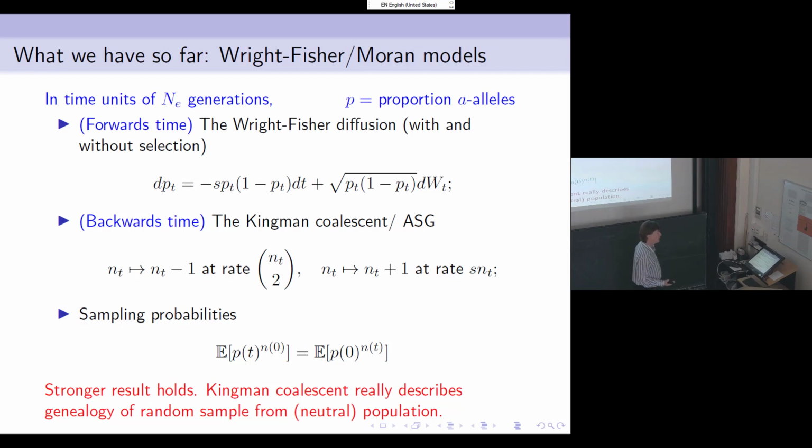In fact, we began by talking about the Wright-Fisher and the Moran models, these kind of workhorses of mathematical population genetics. And we said, well, if we've got very large populations and we measure time in units of the effective population size, and if we've got 2 alleles in our population and we write P for the proportion of little a alleles, say, then forwards in time, our proportion of little a alleles will evolve approximately according to this Wright-Fisher diffusion, either with or without selection.